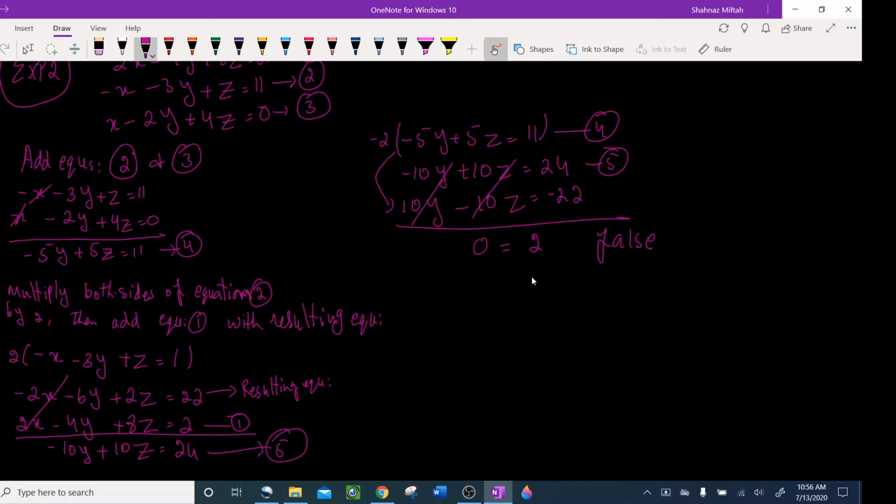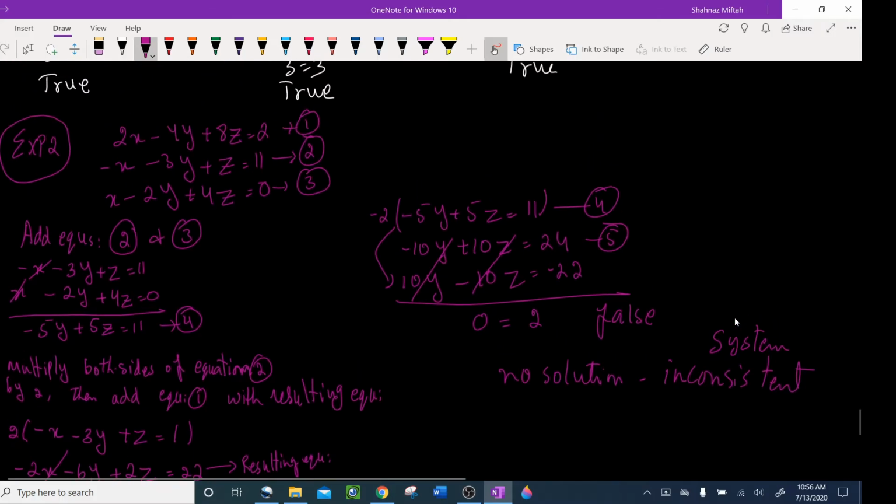So if the statement is false, then the system has no solution, and the equations are inconsistent. Like I told you, the system is inconsistent, you can say.